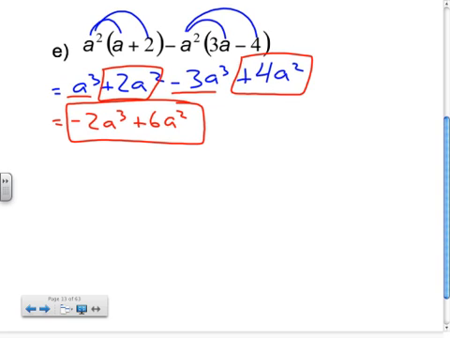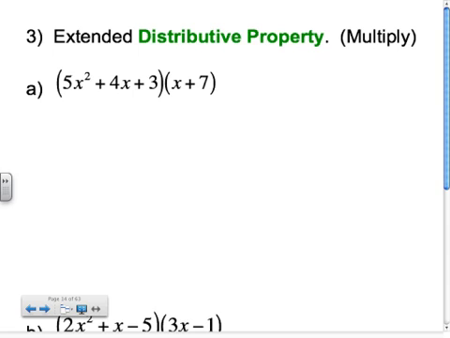If you're not good with those properties of exponents from last chapter, obviously you need to go back and rewatch some of those videos and get yourself comfortable with those properties. Otherwise, you're going to be in a world of hurt here.